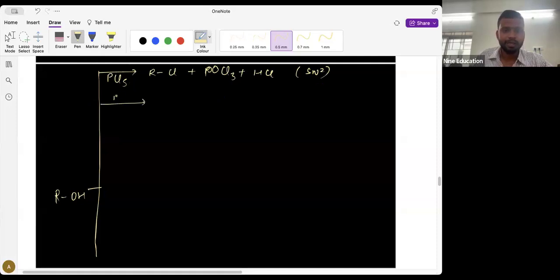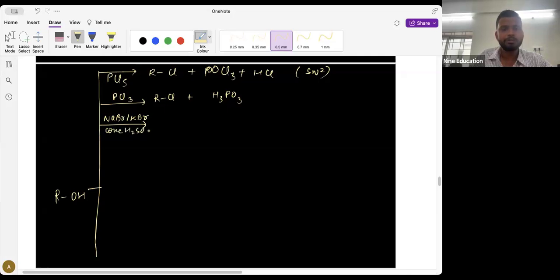Other one I can do, I can have PCl3, phosphorus trichloride. Here also I can have RCl and H3PO3, है ना? Third one I can do beta, if I have NaBr or KBr in concentrated H2SO4, so I can form here RBr. I can form bromide from OH in the presence of NaBr and KBr in concentrated H2SO4, और इसके साथ NaHSO4 plus H2O.